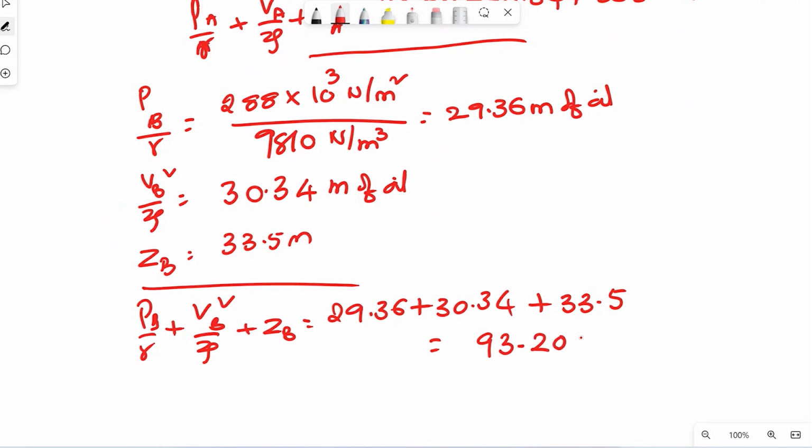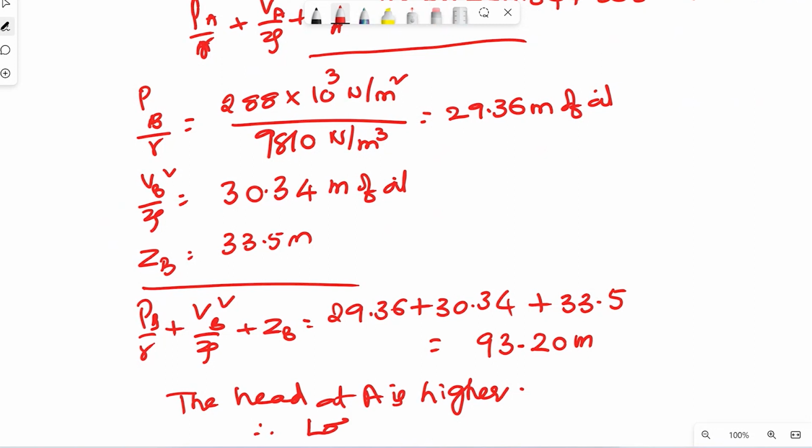How much is the total coming? 93.20. That means the head at A is higher, right? So therefore, the loss of head is equal to 97.64 minus 93.20, which is equal to 4.44 meters.